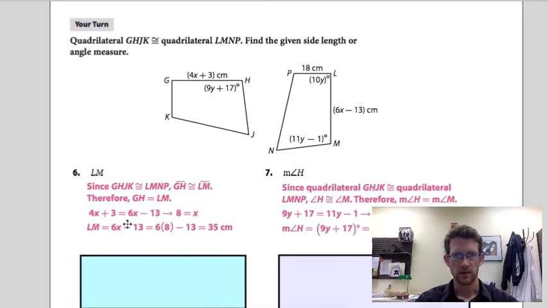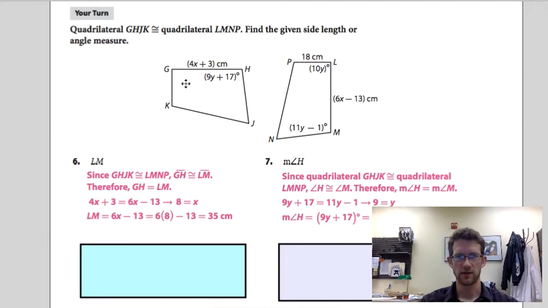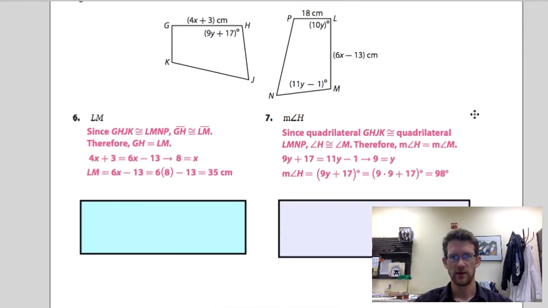Okay, so 6. We just need to solve for LM. So L to M, the corresponding side to LM is GH. So 4x plus 3 equals 6x minus 13. And then again, we solve for x, plug it back in. Number 7, same deal with angle H. Angle H is given as 9y plus 17. The corresponding angle to angle H is angle M, which is 11y minus 1. Set them equal to each other, find y, plug it back in.